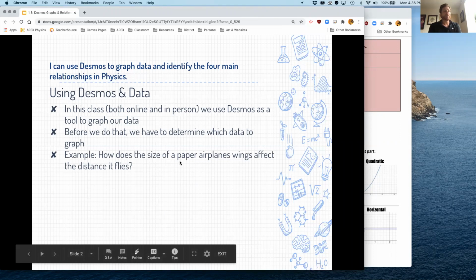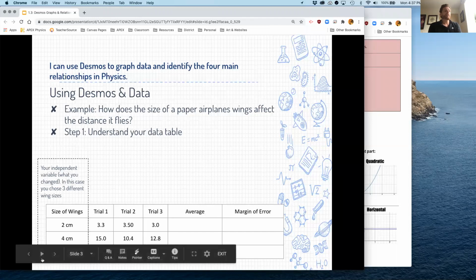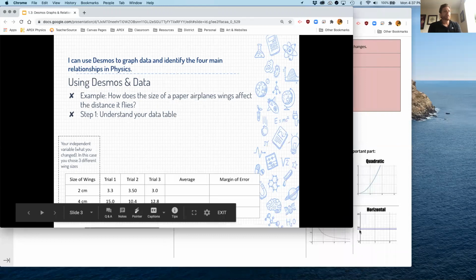So I'm going to keep on with this example. How does the size of an airplane's wings affect the distance it flies? So this is the research question. I'm changing the airplane wings. I'm measuring how far it goes. Okay, so here's my data table. So I'm going to move this a little bit up. Oh, you can't move it. That is great.